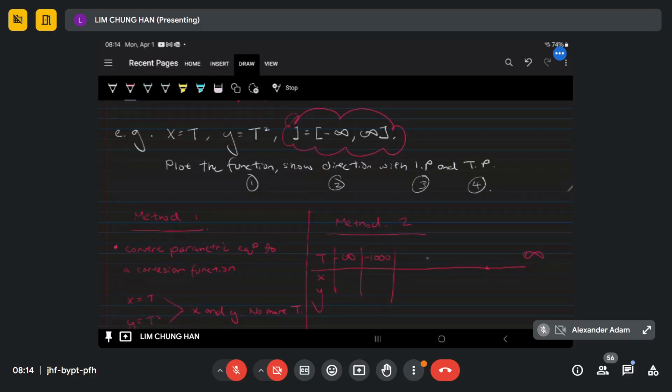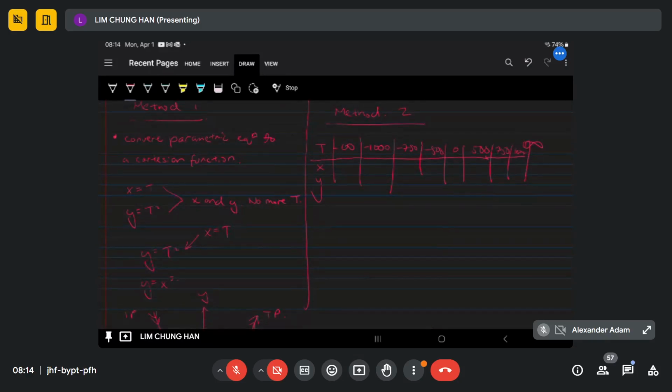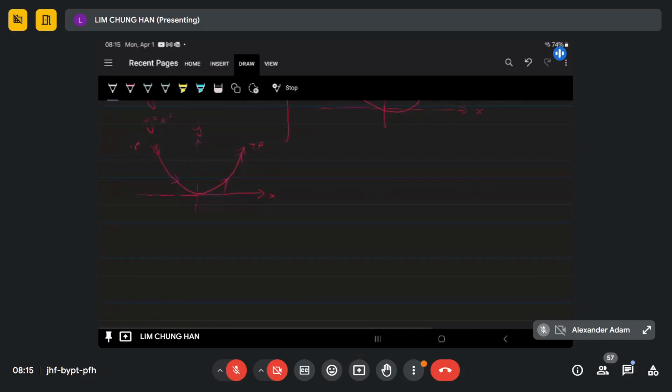And then maybe negative 750, and then maybe negative 500, then maybe 0, then maybe 500, then maybe 750, then maybe 1000. So you keep plotting a lot of numbers in this table. Once you've got the numbers, you can plot according to the x and y. You will get the same shape, basically. So that's one example.